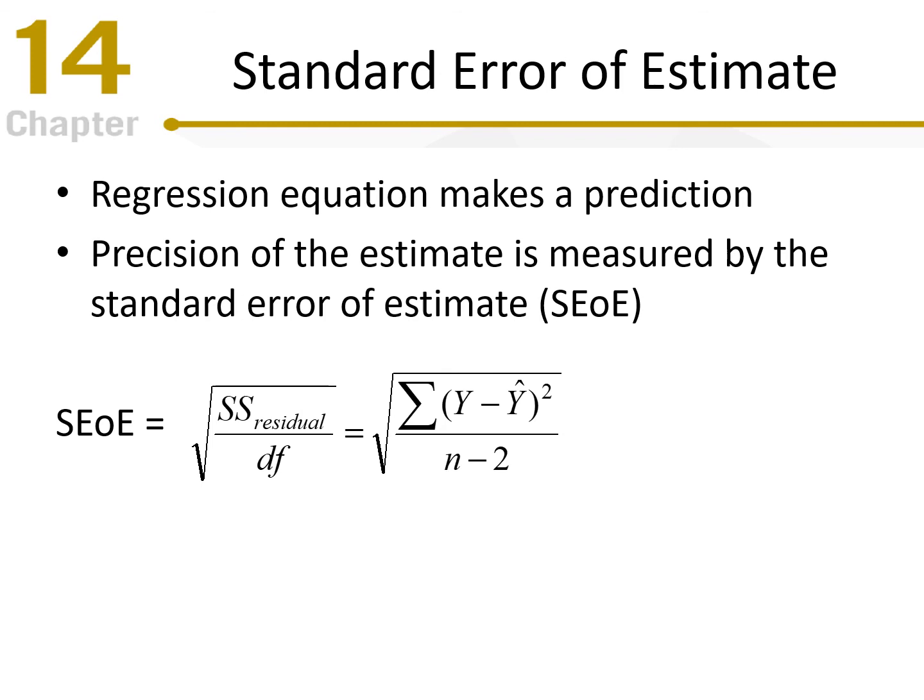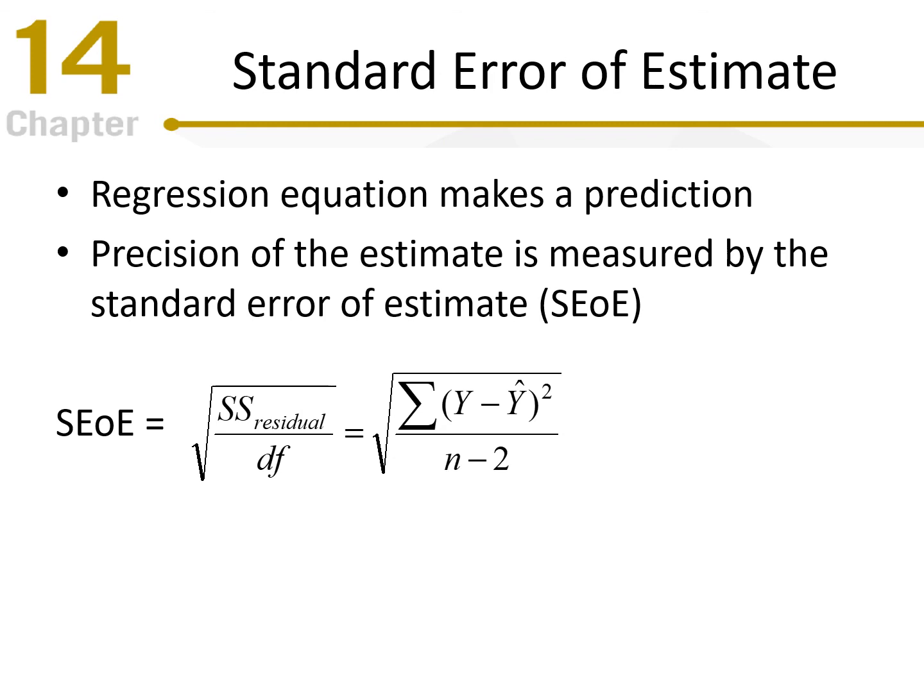Sum of squares residual. Now if I want to find the average prediction error for each point, I need to find the standard deviation of those prediction errors. And to do that, I can calculate the standard error of the estimate, which is equal to the square root of sum of squares residual over the degrees of freedom, which is n minus 2.